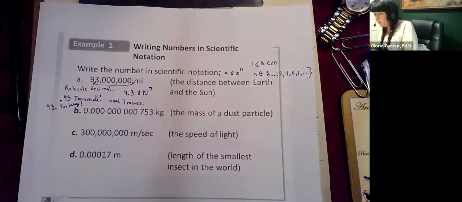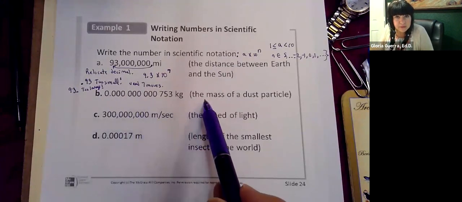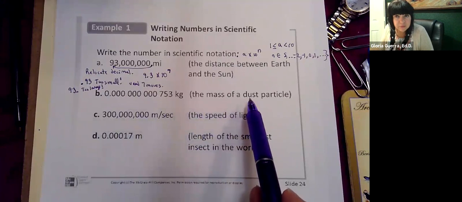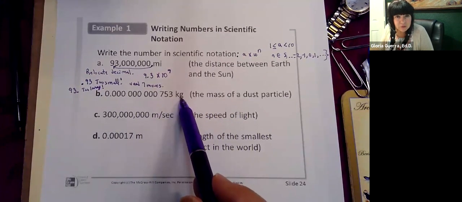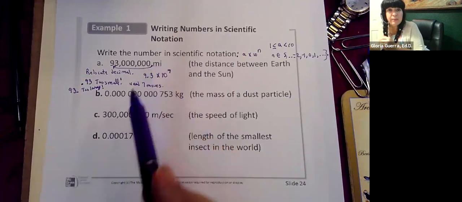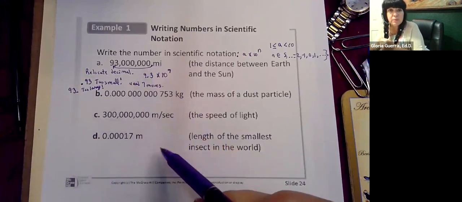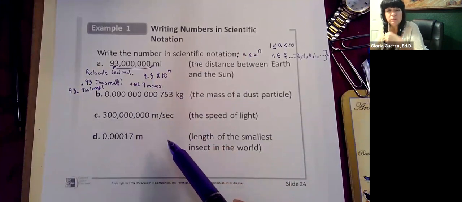Now if you look at B, it's a very small number, and this has to do with the mass of a dust particle. Very small number. And kg should be what? Kilograms, right? This one was miles, mi. This one's meters per second. And this one's just meters.